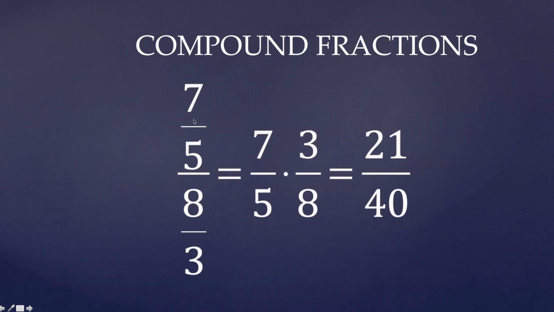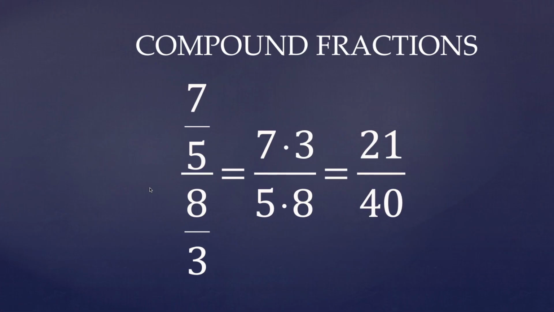I can do 7/5 times 3/8, or again, 5 goes down, 3 goes up. 7/5 times 3/8, 21/40. And this is it for compound fractions, the light version, because you do not have any variables, you just have numbers. And if you have any questions, let me know.